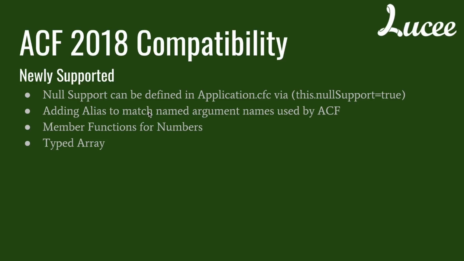Next is the named arguments. As I said, Lucee has supported named arguments for a long time, but of course ACF used different names for these arguments. So we checked them. They have a list of all the arguments they have, and we added aliases to Lucee to match these names, so that you can use the same names in Lucee as you can use in ACF. So we already matched that, so it's working.